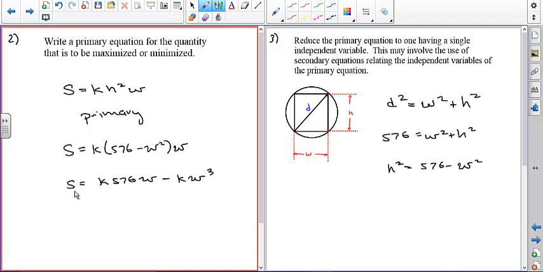So this is the simplified form. Reduce the primary equation to one having a single independent variable. So the independent variable in this case is w. K is just a constant, so you just treat it as a constant, even though it's not a number. And then take the derivative of this with respect to w. And then set it equal to 0. And that's where the k disappears, because you can divide by k.